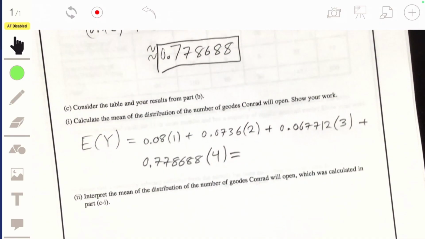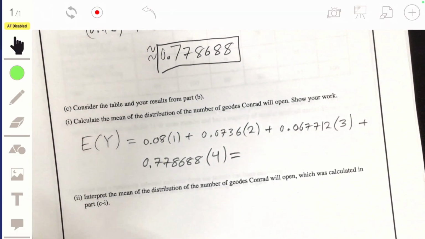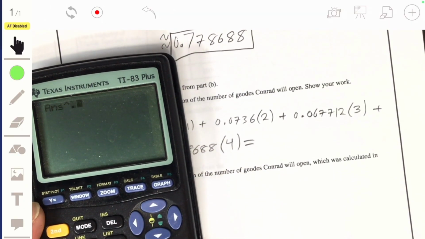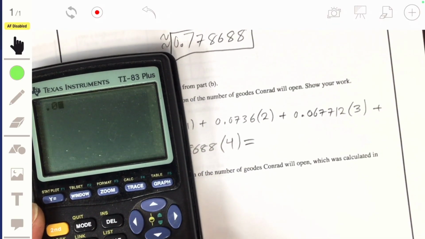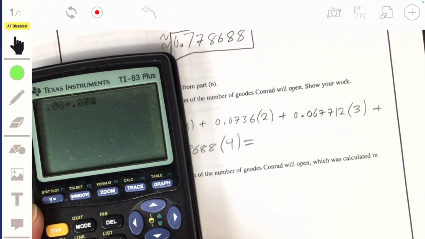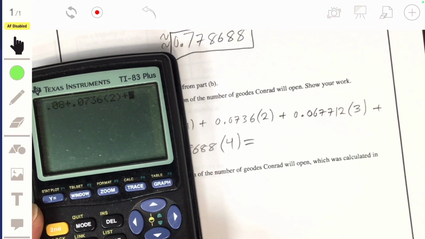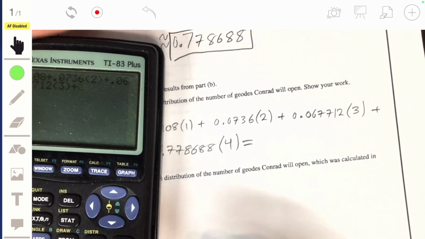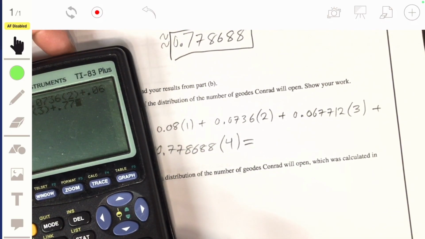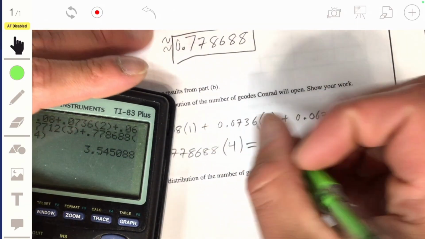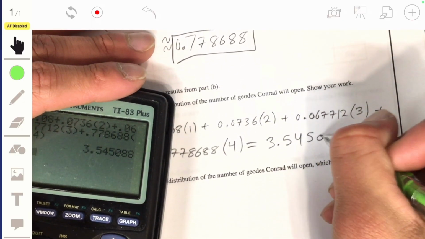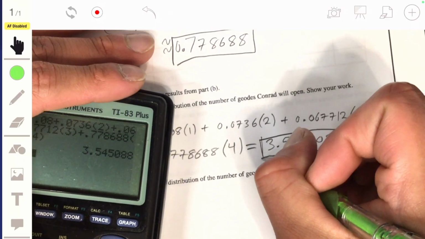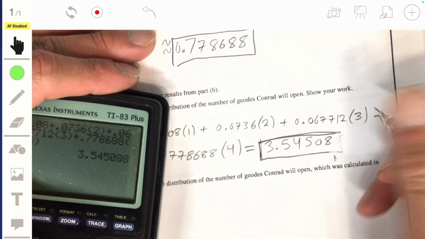And then we'll add it up. Where did my calculator go? Here we go. 0.08. Whoops. 0.0736 times 2, plus 0.067712, plus 0.77. 3.54. Box it. Oh no, I missed the 8.